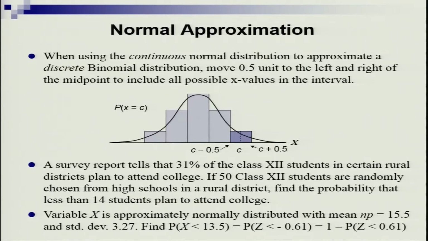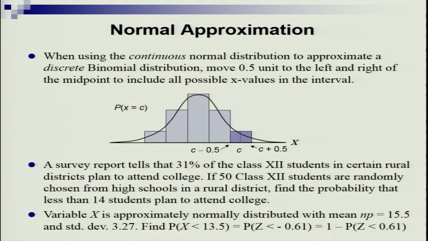Now, the question that we have is to figure out the probability of x taking a value less than 14. But note that 14 is coming from a discrete random variable, so we have to make a continuity correction before we apply the normal. What we do is subtract 0.5 from that value 14, so we get 13.5. The revised problem is to find the probability of x less than 13.5.